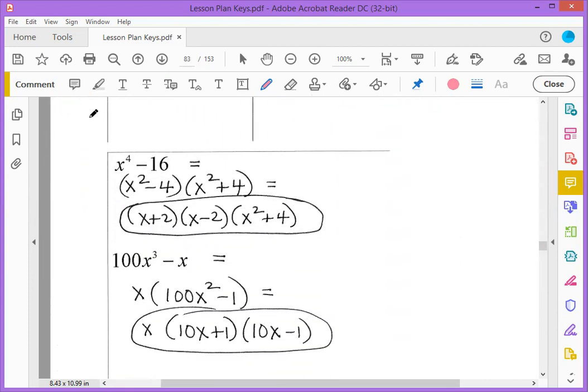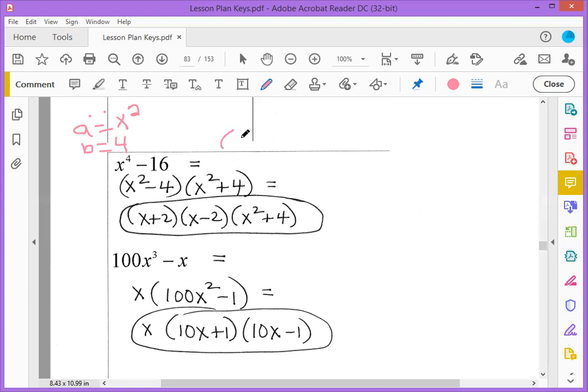All right, now we actually see a difference of perfect squares again for this next example. We have x to the fourth power minus 16. So we identify our a term as being x squared. That's the term we square in order to get x to the fourth power. And then 16, we square 4. We raise 4 to the second power in order to get 16.